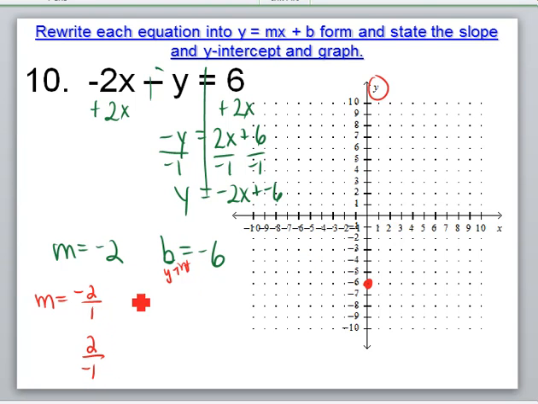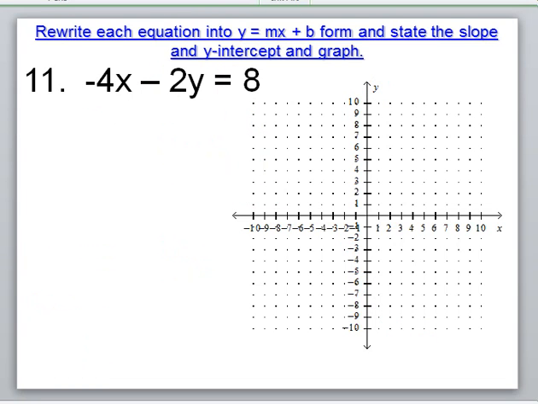This first one, I go down 2, 1, 2, to the right 1. The second one, I would do up 2, rise 2, to the left 1. That would be negative 1. Notice no matter what, I get a negative slope.